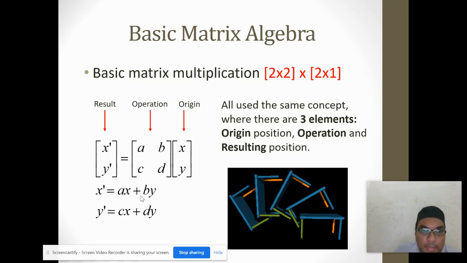So for this matrix, the basic formulation when you get the x dash is a multiplied by x plus b multiplied by y. The same method for y dash: c multiplied by x plus d multiplied by y. This is what you have learned in calculus basically.